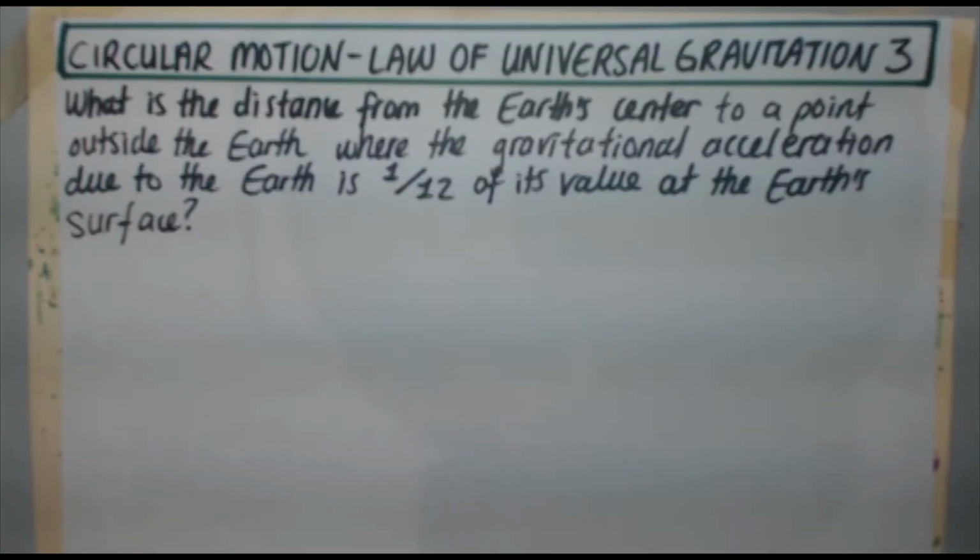Hey everyone, Law of Universal Gravitation problems are back, number 3. What is the distance from the Earth's center to a point outside the Earth where the gravitational acceleration due to the Earth is 1/12 its value at the Earth's surface?